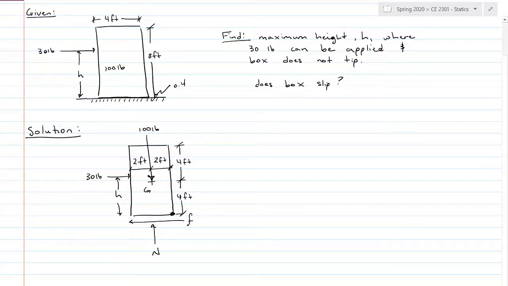If I'm pushing it from the left side, it's going to want to rotate over this way, which means the last point of contact is going to be that bottom right-hand corner. Okay? All right, I'm going to sum my moments about A, which is equal to 0. Counterclockwise is added to the equation. So I will have 100 pounds times 2 feet minus 30 pounds times h feet.